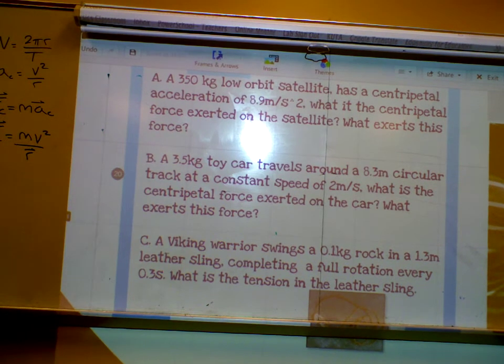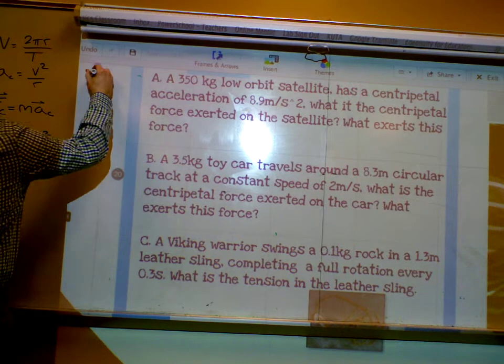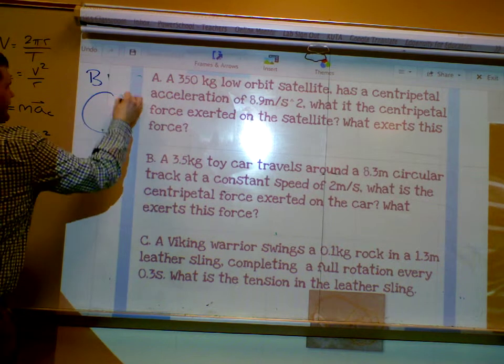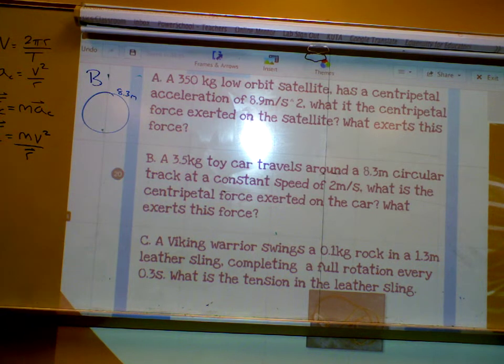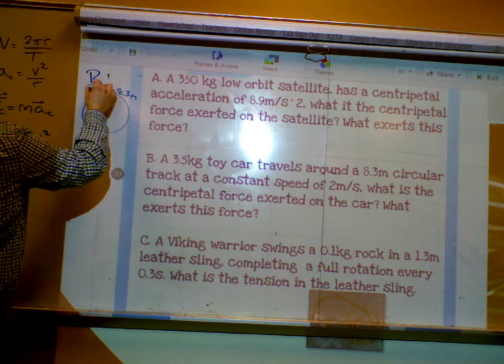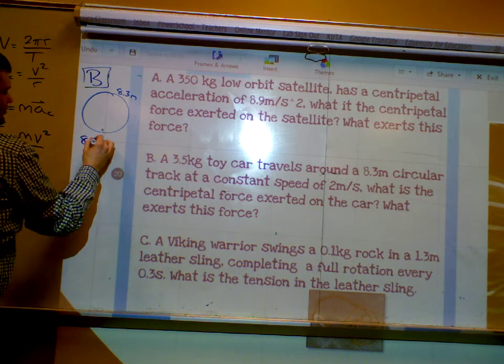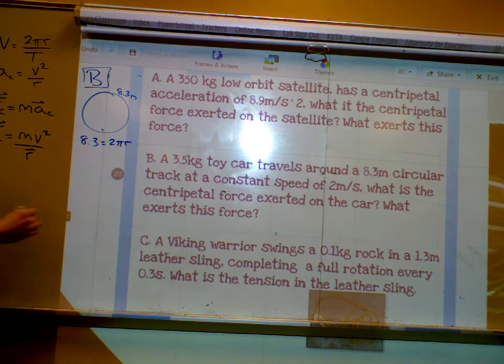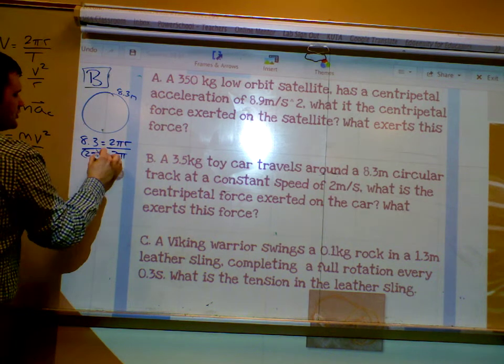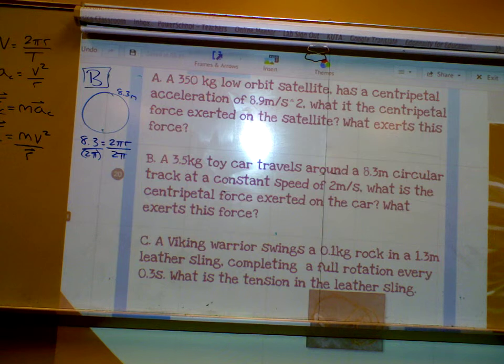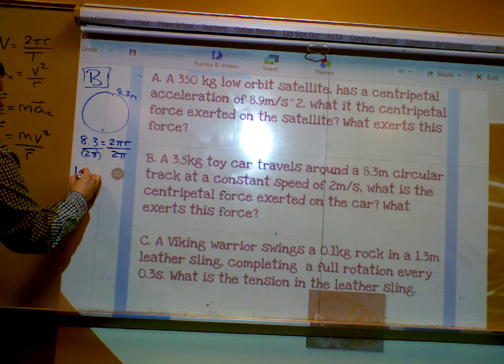All right. So, what do we know about this situation? For B, we know the track is 8.3 meters around. That is the circumference, so 8.3 equals 2 pi r. How do you find r? Divide by 2 pi. When you do this in your calculator, make sure you put the 2 pi in parentheses. What do we get for our radius? 1.3.